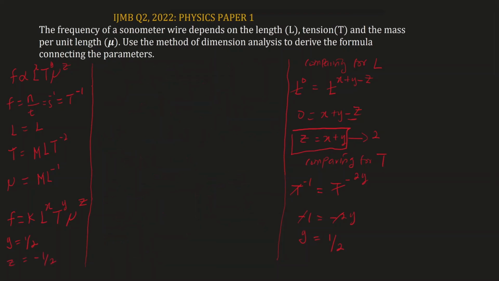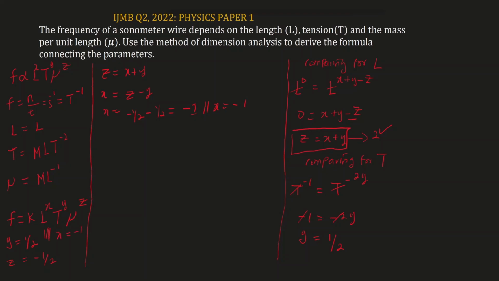So now let's find x. From equation 2, we have that z equals x plus y. This is equation 2. So let's make x subject of formula. That means x is going to equal z minus y. Now, what is z? Z is negative half, negative 1 over 2. What is y? Y is 1 over 2. So we have negative 1 over 2 minus 1 over 2. Negative half minus half is going to give us negative 1, which means that x is equal to negative 1.